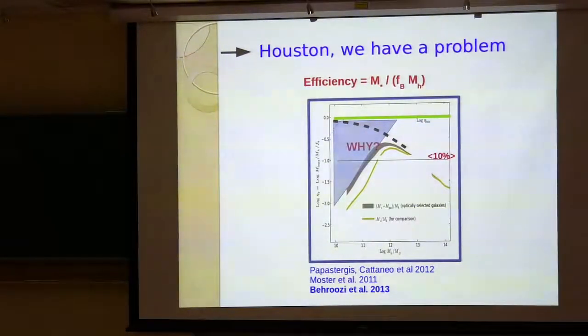This is the famous low baryon efficiency plot from collaborators. In this version, I like it because it includes the stellar components, the ratio between stellar mass and halo mass, and then the other line here is including the gas mass in galaxies. So you can see that if you account for the gas mass in galaxies, it's very difficult to fill this gap here of this low baryon efficiency in low mass galaxies.